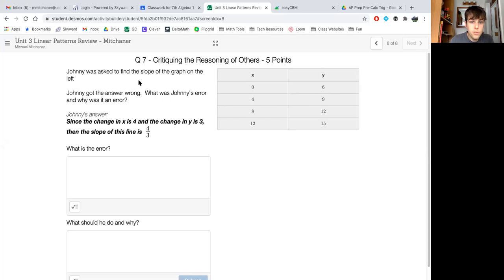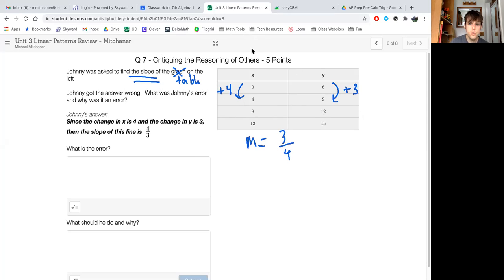So Johnny was asked to find the slope. So slope is rate of change. It's not a graph. This is actually a table. So find the slope of this table. So we look at it, 6, 9, 12, 15. That's increasing by 3. 0, 4, 8, 12. That's increasing by 4. Okay, so rate of change is 3 over 4. Change in y over change in x.